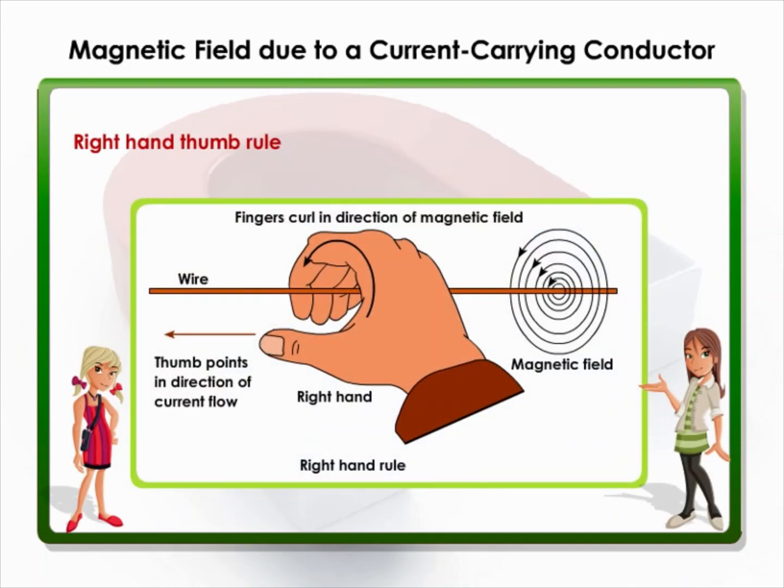A convenient way of finding the direction of magnetic field associated with a current-carrying conductor is the right-hand rule. Imagine that you're holding a current-carrying straight conductor in your right hand such that the thumb points towards the direction of current. Then your fingers will wrap around the conductor in the direction of the field lines of the magnetic field. This is known as the right-hand thumb rule.